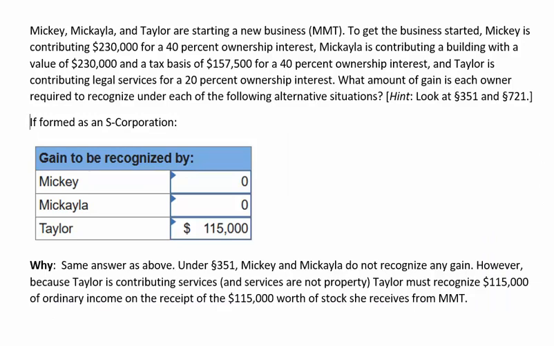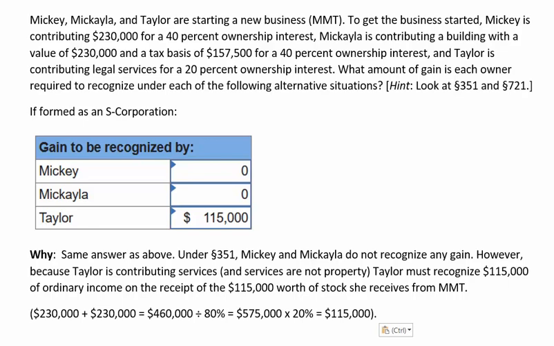It's the same as before because under section 351, Mickey and Michaela don't record any gain, but Taylor contributes services. Services are not property. So Taylor has to record $115,000 of ordinary income on the receipt of the $115,000 worth of stock she receives. Okay, and again, I've just added the calculation, which is the same as before, so you can see how you would complete that calculation.